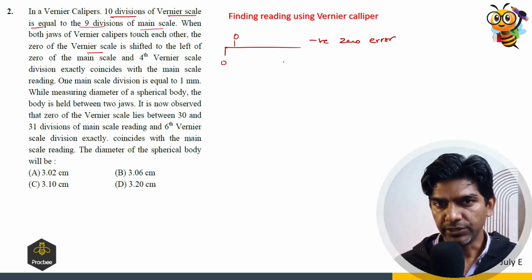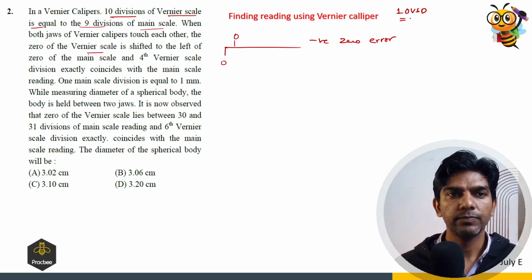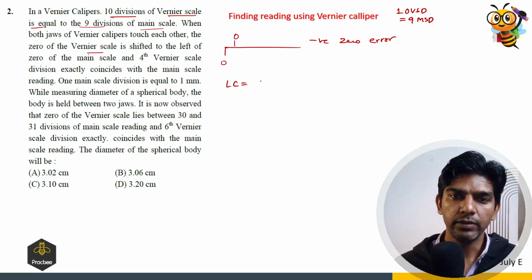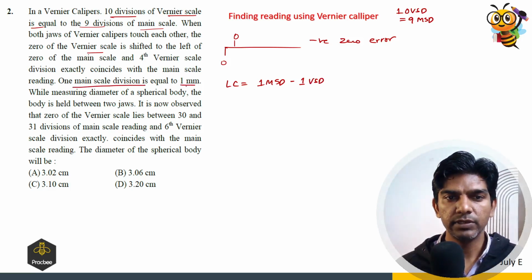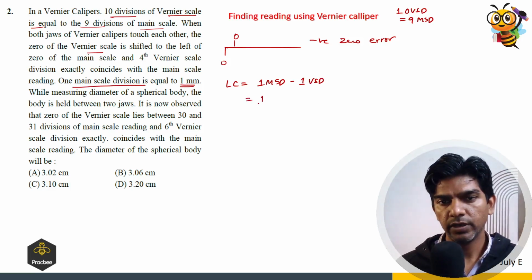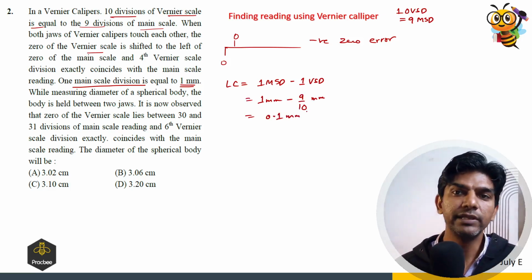First, let us find the least count. We are given 10 Vernier scale divisions match with 9 main scale divisions. So from this, least count will be 1 main scale division minus 1 Vernier scale division, and 1 main scale division is given as 1 millimeter. So this will be 1 millimeter minus 9 by 10 millimeter. So it will be 0.1 millimeter. So we got the least count.